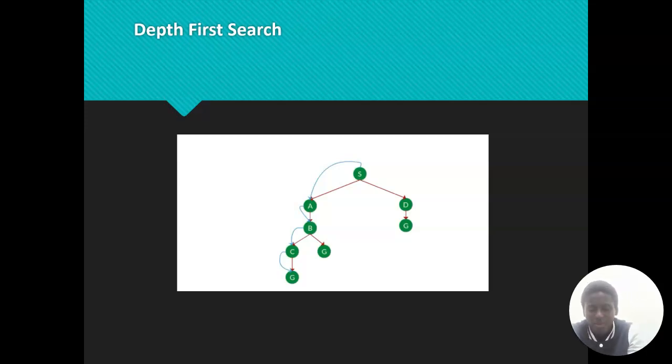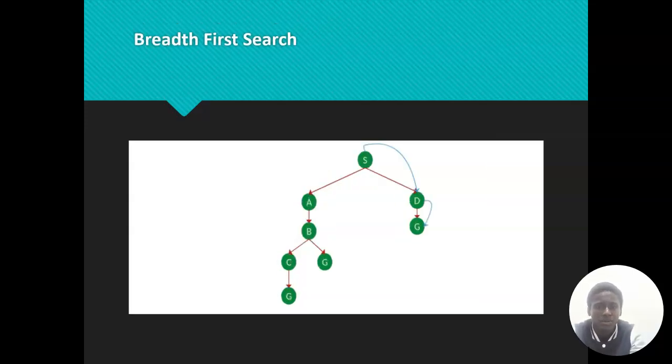So after reaching C, we only have one more node remaining, which is node G. That means that's where the depth first search algorithm stops. So let's go to the next slide and explore all about the breadth first search algorithm, or the BFS.